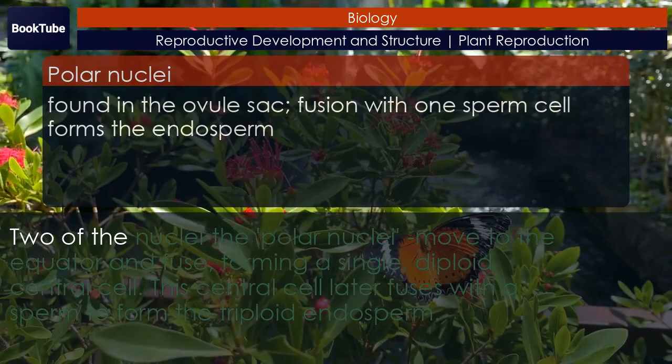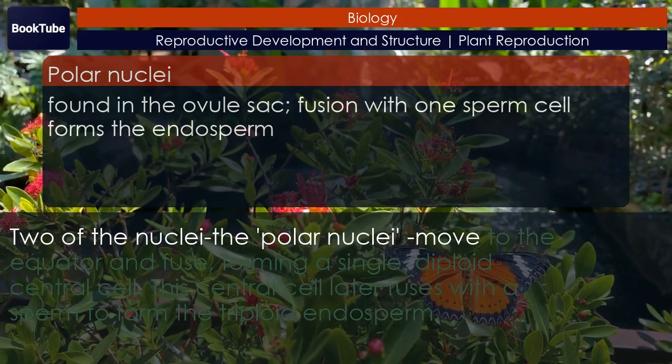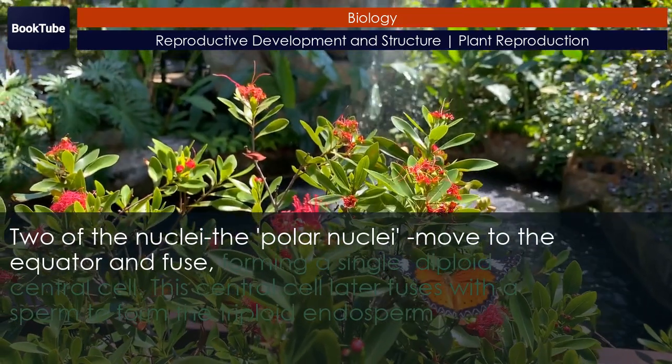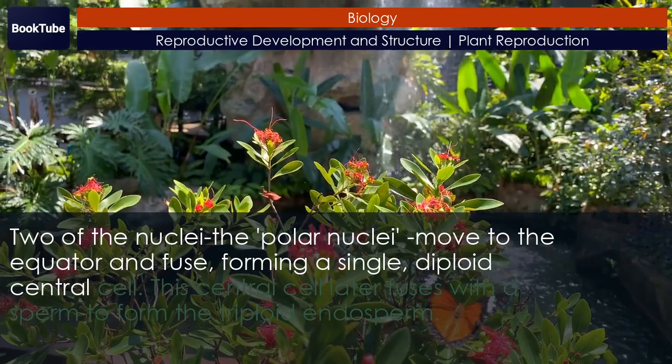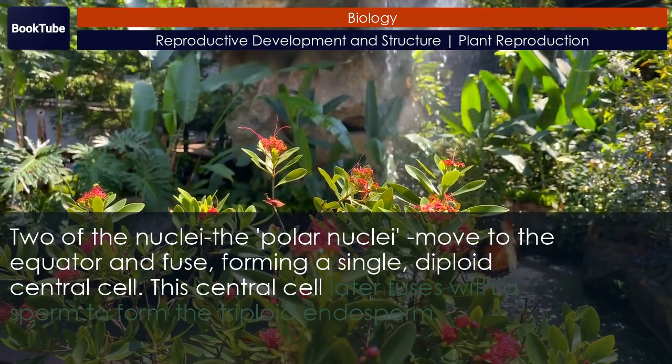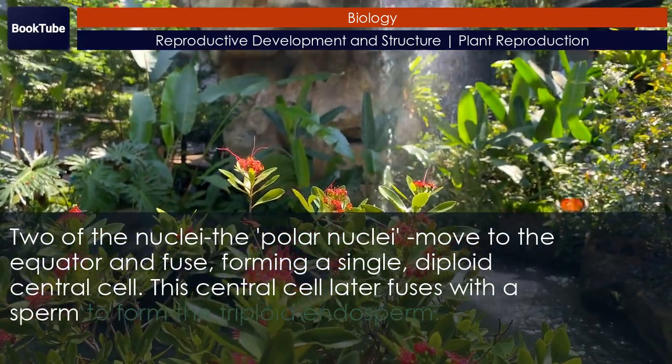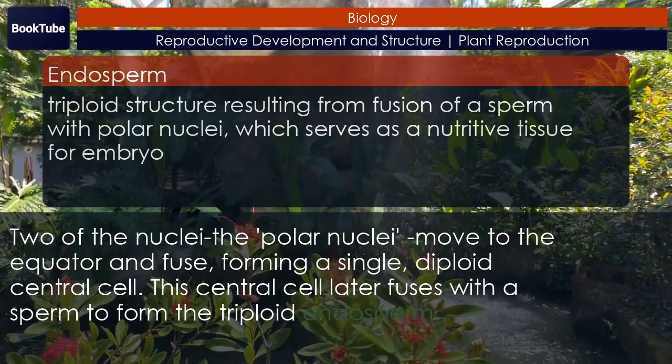2 of the nuclei, the polar nuclei, move to the equator and fuse, forming a single, diploid central cell. This central cell later fuses with a sperm to form the triploid endosperm.